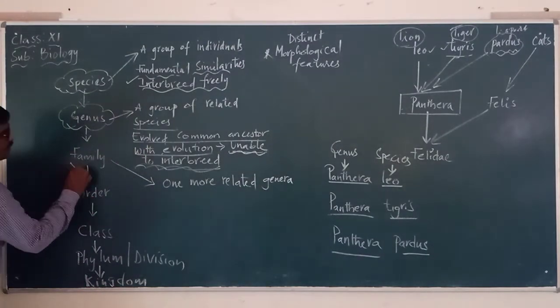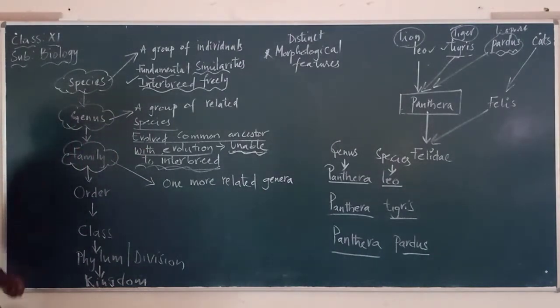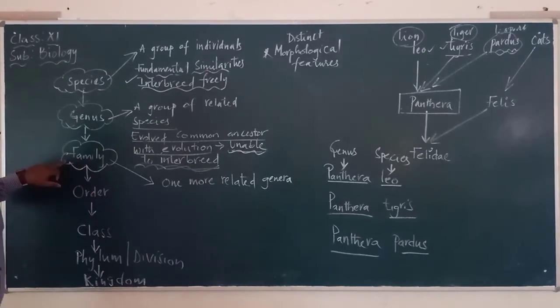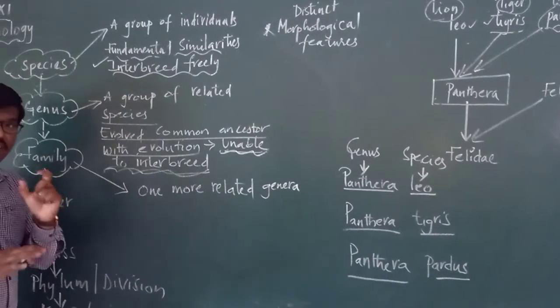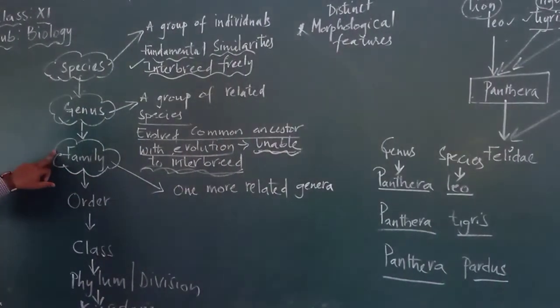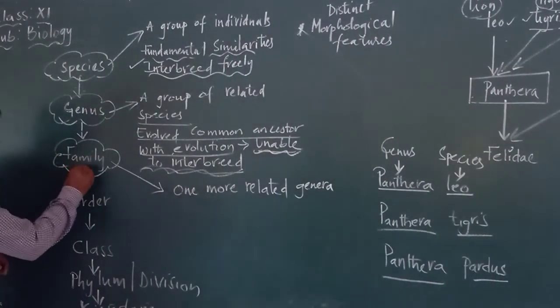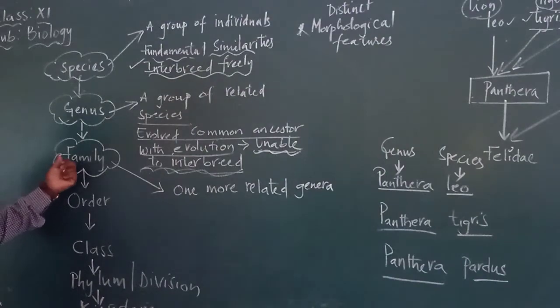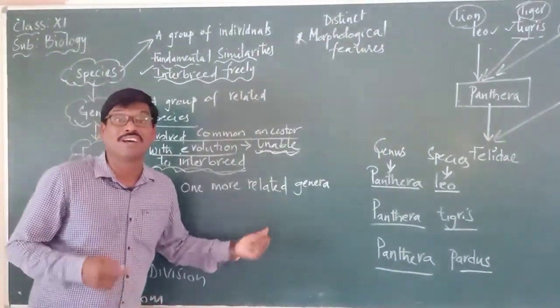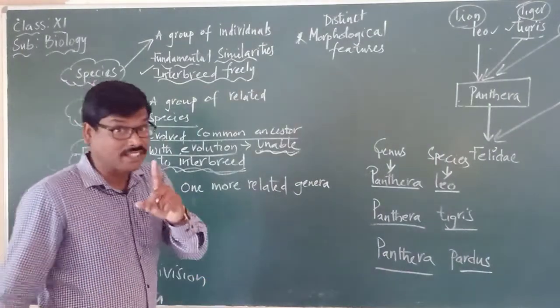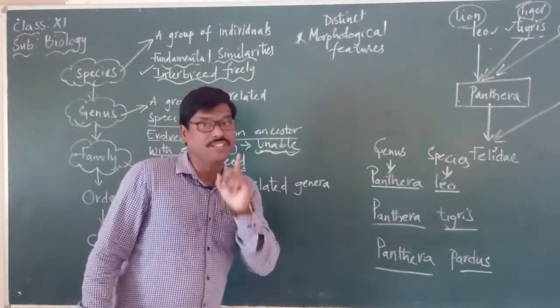Now the next one is the family. So if you are looking at the family, now we are going to discuss the family very clearly. When you are looking at the family, what does this family consist of? It consists of one or more related genera.